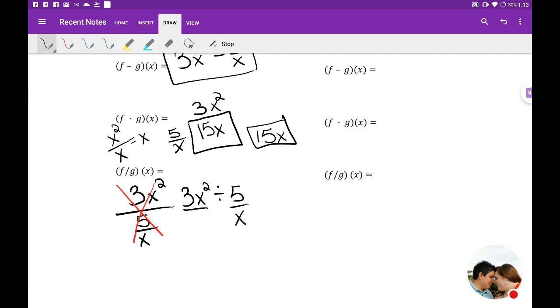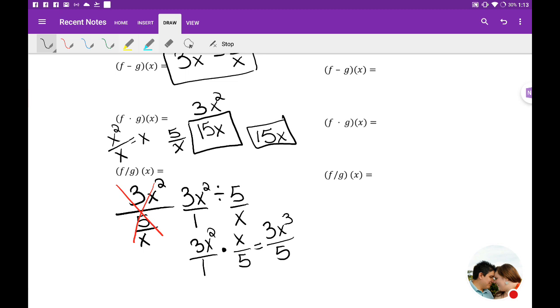Now, you should know that I can make that first function into a fraction as well. And how do we divide fractions? You keep the first fraction the same, change it to multiplication, and flip the second fraction. So I have 3x squared times x gives me 3x cubed over 5.